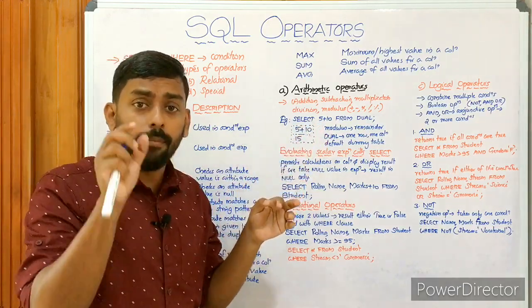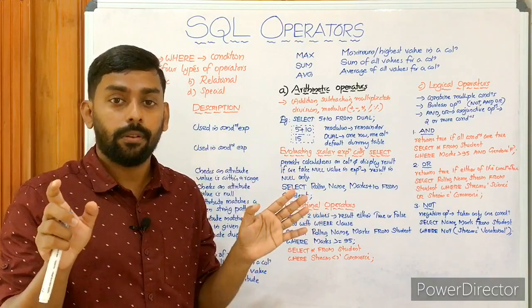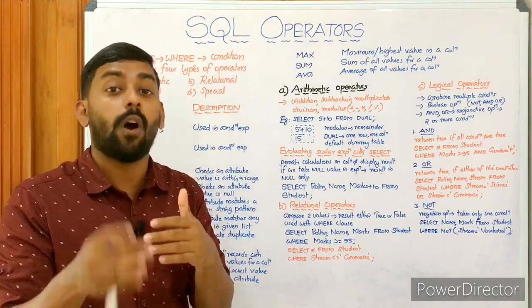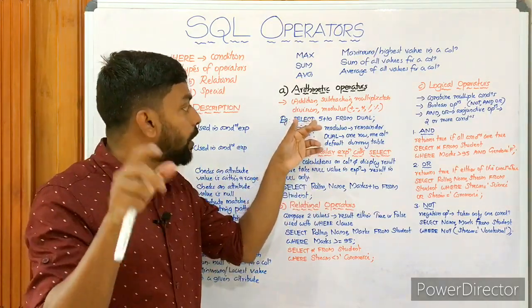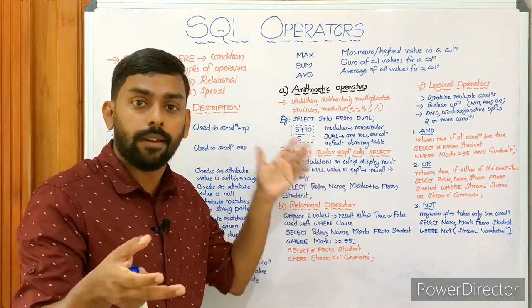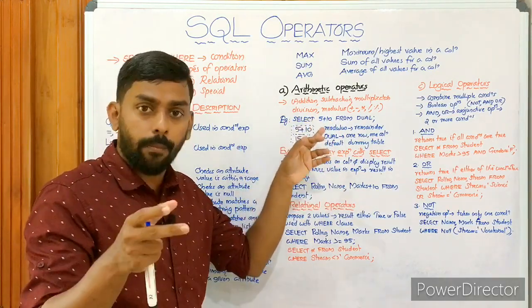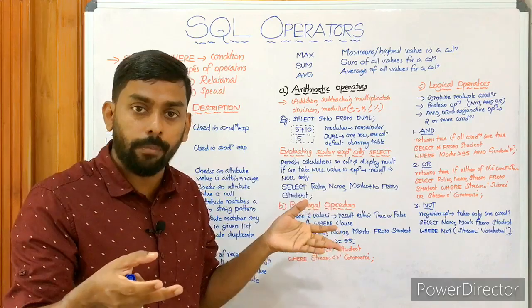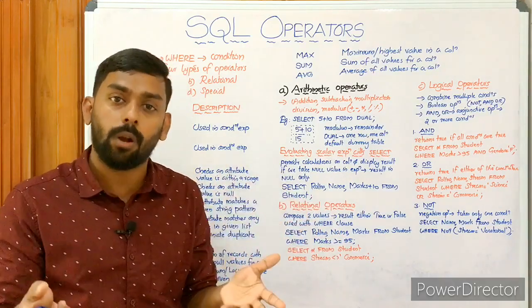Actually the attribute name looks like what we give. It displays what we give. If we give 5 plus 10, it gives 5 plus 10 as a column name. If we give roll number, it gives roll number as a column name. If it is name, it gives name as a column name. That's it.